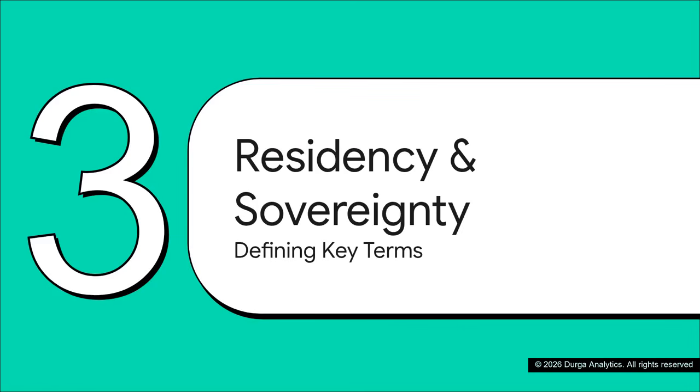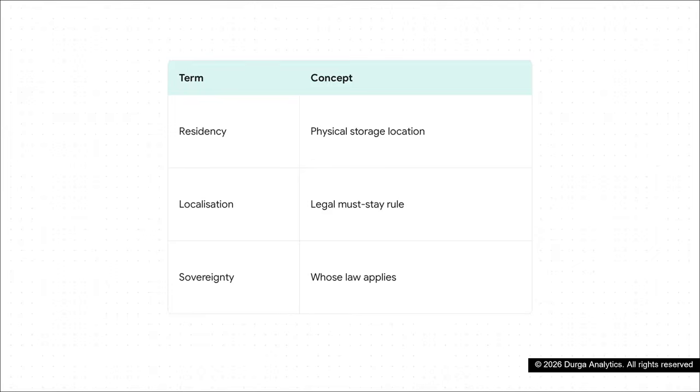Which brings us to Section 3, defining residency, localization, and sovereignty. We really need to carefully disentangle 3 critical compliance terms that professionals constantly mix up. If you work in a regulated space, you absolutely must know the difference here. Residency is simply the where. It's a physical location choice, usually made to improve performance.